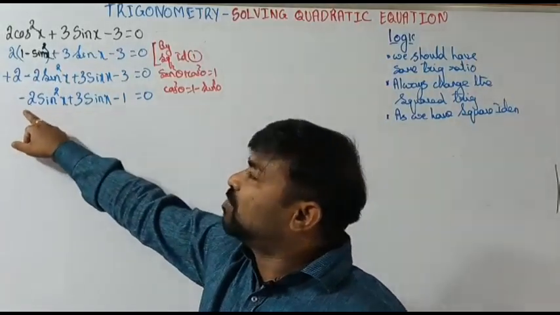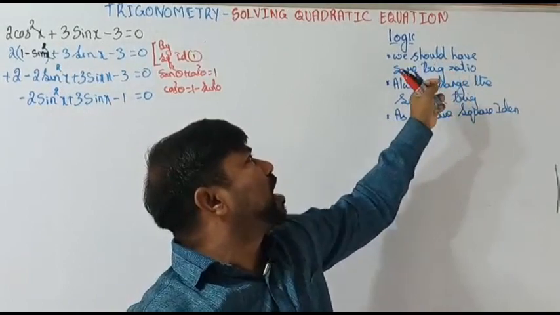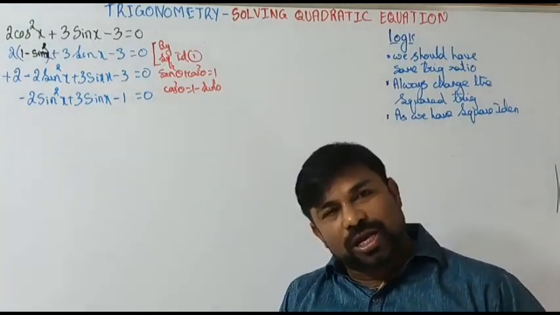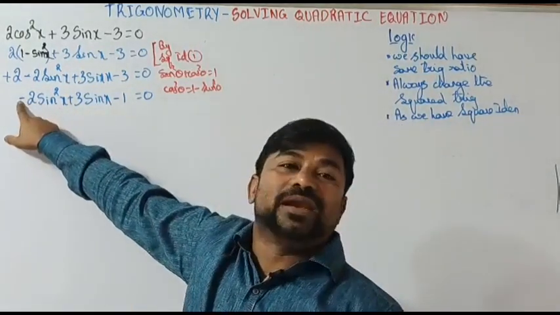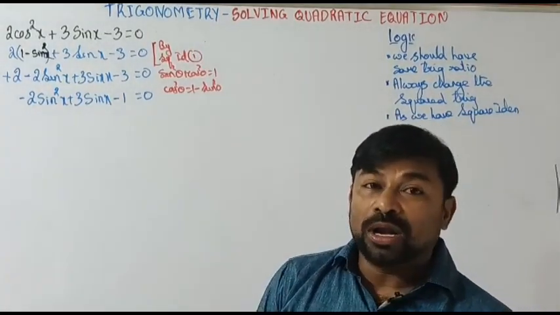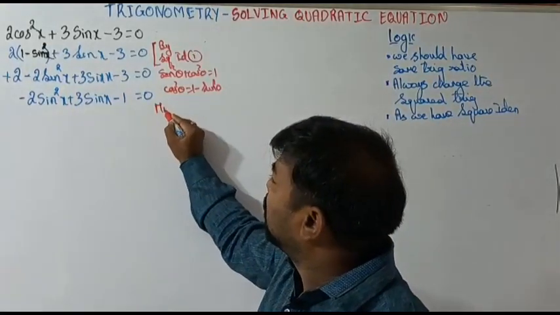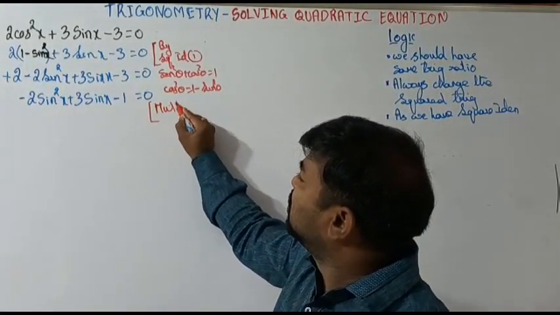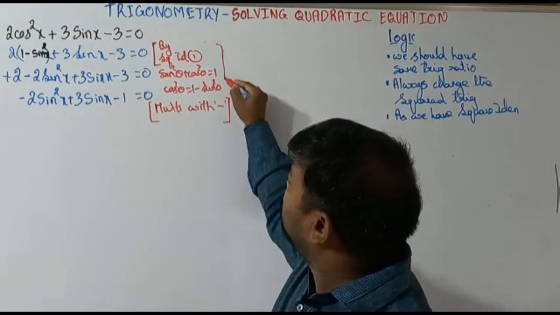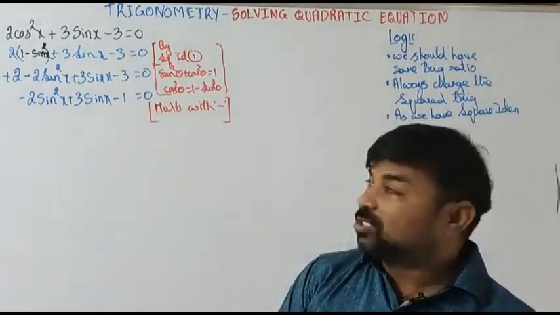Now I got a trigonometric, or a quadratic equation, dealing with all sines. That is the first condition: we should have all the same trig ratio. What is the same trig ratio we are having? Sine. But generally we don't want a minus sign at the beginning. Therefore, I am multiplying the entire equation with minus on both sides. That is the first step we have done.